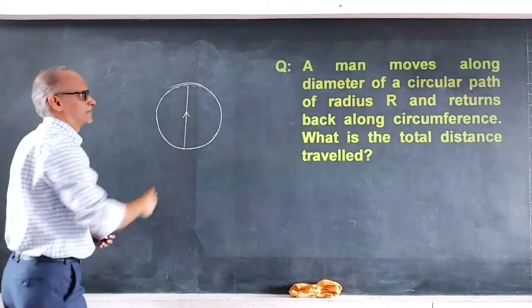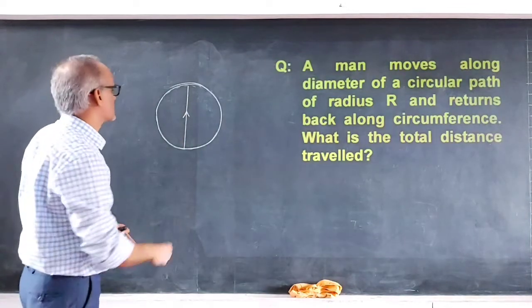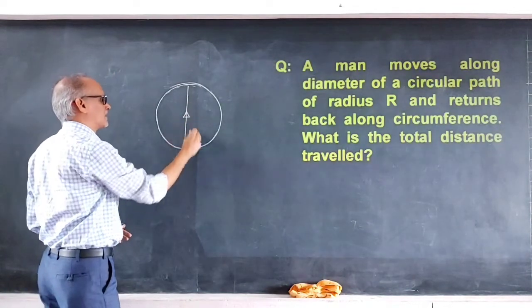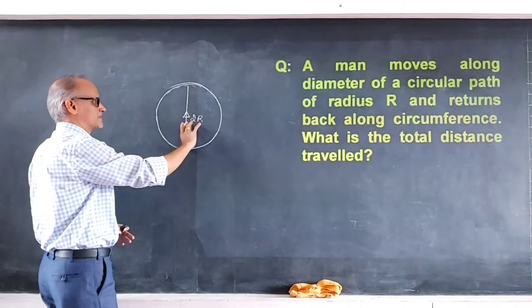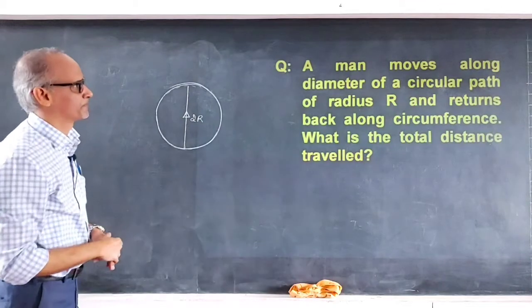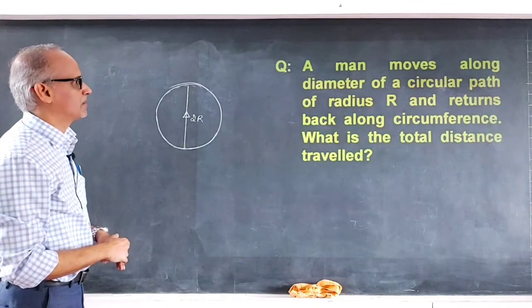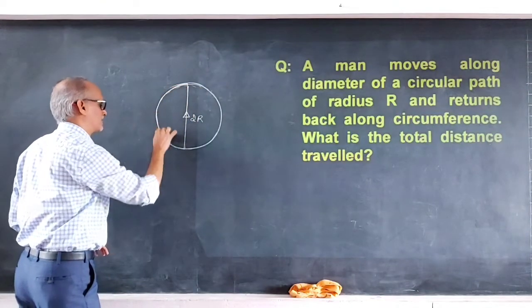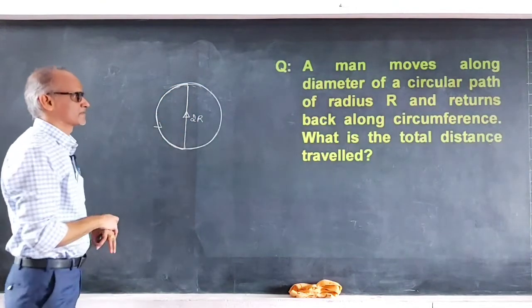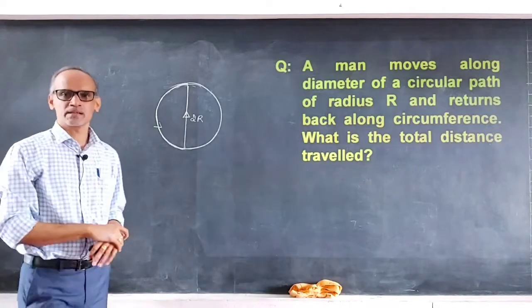Along the circular path of radius r. So the radius is given, r. So what is the diameter? Diameter is 2r, radius is r. Okay, and he returns back along the circumference. So he goes like this and then returns back along the circumference like this. What is the total distance traveled?